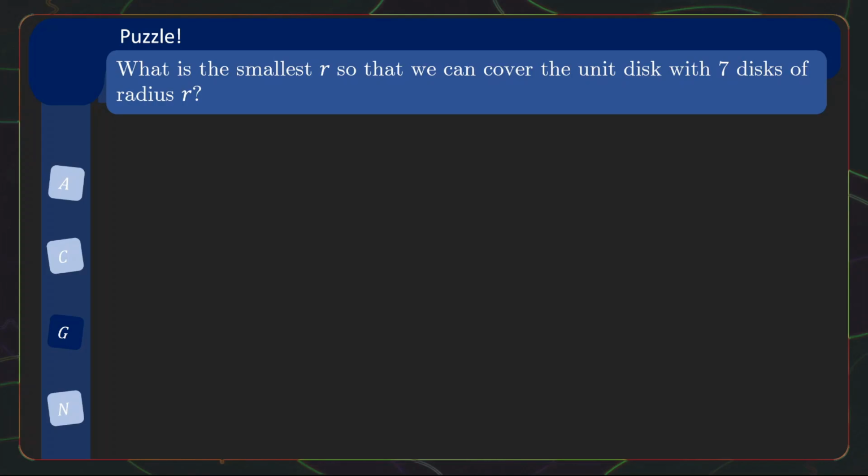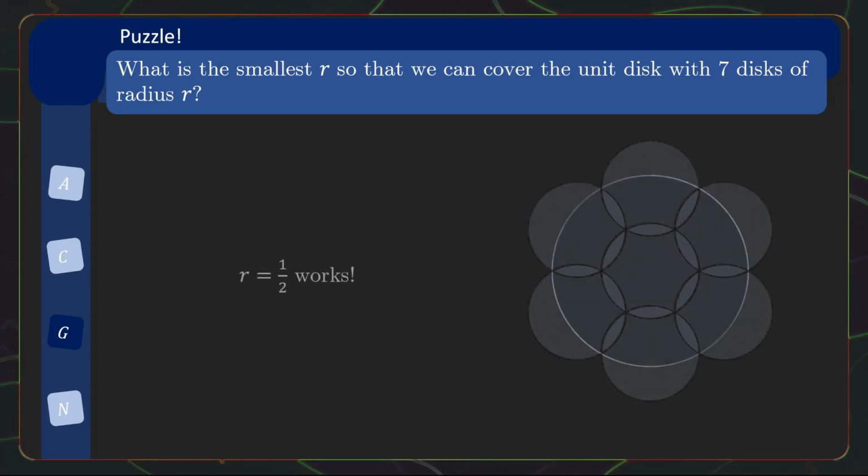There are two parts to this solution. The first is to show that the answer actually has a valid construction. And the second part is to show that no smaller values of r than the answer will actually work. So spoiler alert, the answer to this question is r equals to half. And we have the nice pattern over here that is able to cover the unit circle.